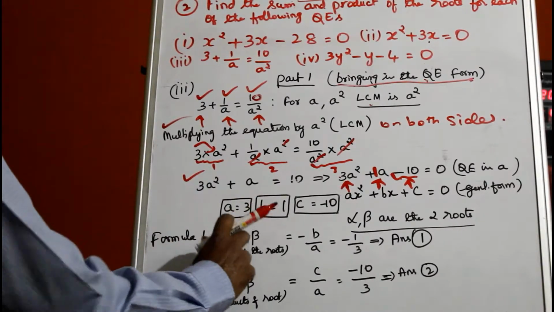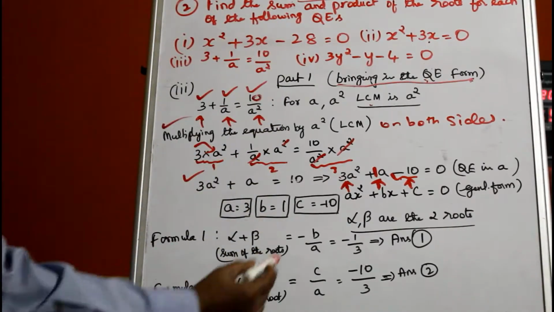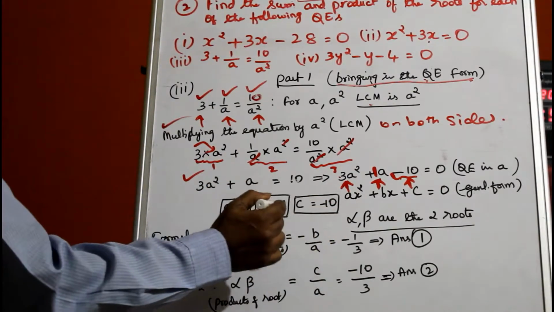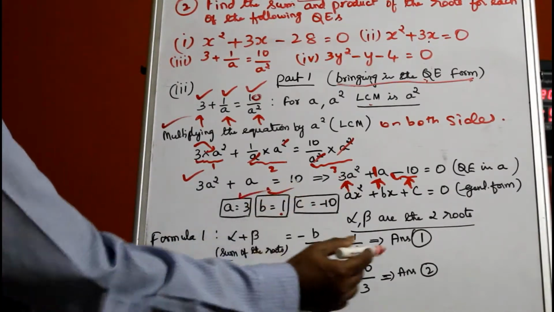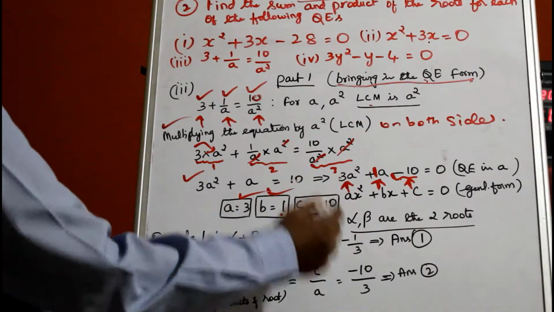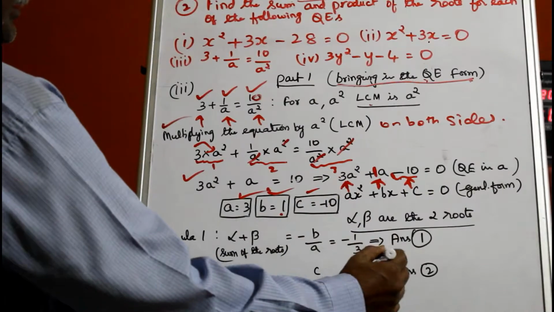Formula 1 is alpha plus beta. We want the sum. The sum of the roots is minus b by a. Straight away you can put this value: minus b is minus 1 and a is 3. This is answer 1. The product of the roots, alpha beta, is c by a. Straight away you can put it: c is minus 10 and a is 3.